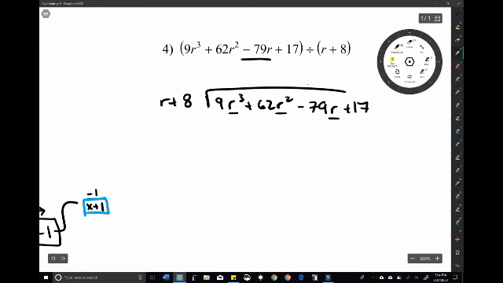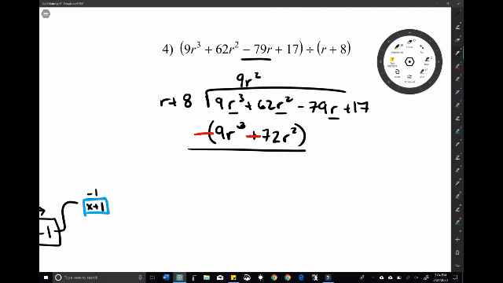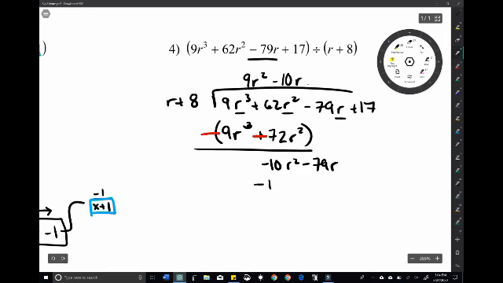Now, how do we get to 9r to the third? We multiply by a 9r squared. 9r to the third plus 72r squared. Now remember, subtraction means we need to switch the signs. So subtract those. 62 minus 72 is negative 10r squared minus 79r. We would need to multiply by negative 10r. So negative 10r squared minus 80r. Okay, switch the signs. That makes it a nice r for us.